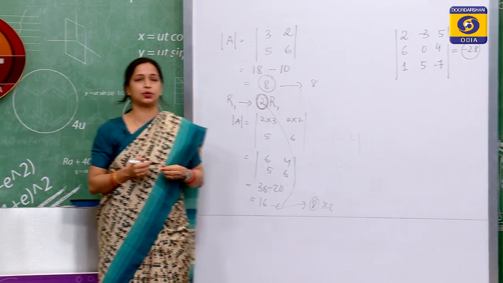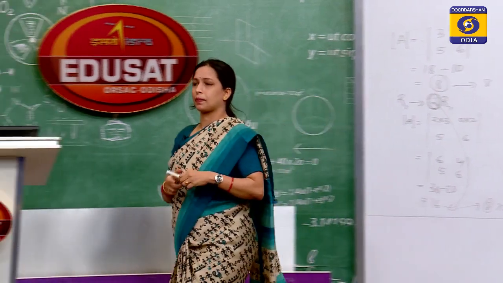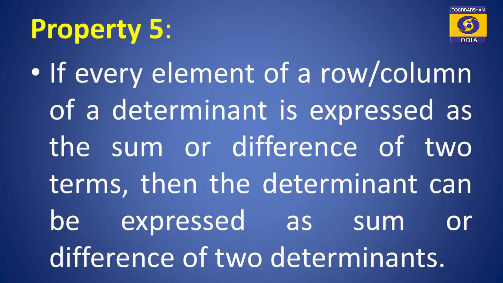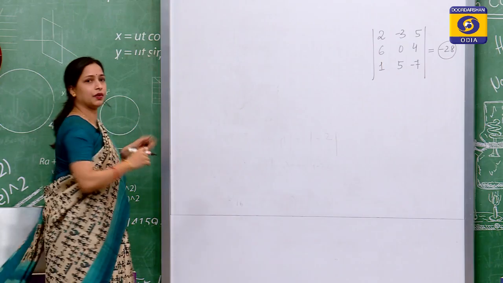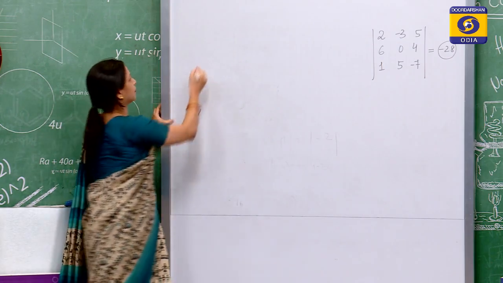Okay. Now, let us go to the next property. Property 5 says that if every element of a row or column of a determinant is expressed as the sum or difference of two terms, then the determinant can be expressed as sum or difference of the two determinants, right. Now, what does it mean? Now, let us see with the help of an example. Here we are going to take an order 3 determinant.